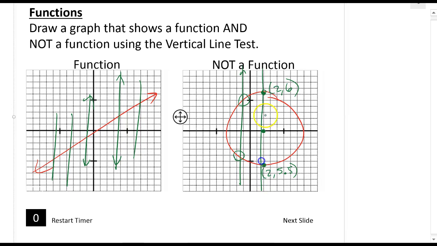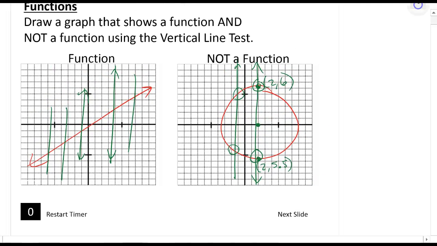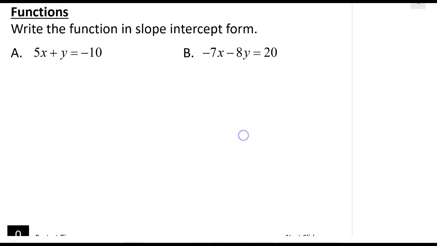And that is also just shown by our vertical line test. Okay? Okay, so next. So now, write the functions in slope-intercept form. Okay, so let's do blue. So we basically want to get this back in the form of y equals mx plus b.